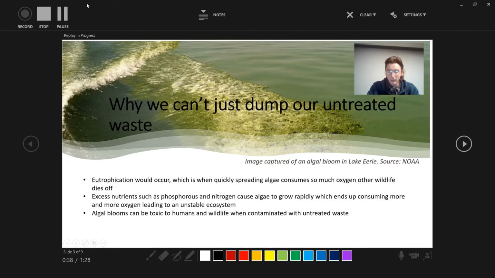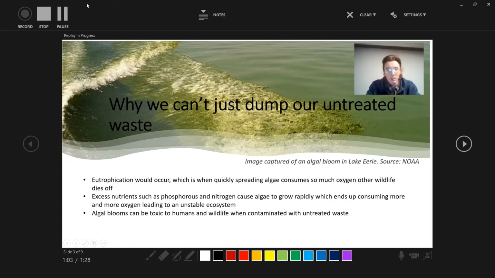Bad things happen. Eutrophication would happen. Eutrophication is when algae blooms happen, which is algae growing so quickly and consuming so much oxygen from the reproduction of the algae that it kills off other wildlife and other plant life, because the ecosystem isn't made to sustain that much living life. And so never is it okay to dump your camper sewage into the lake.